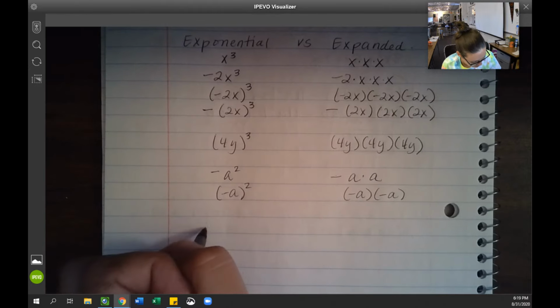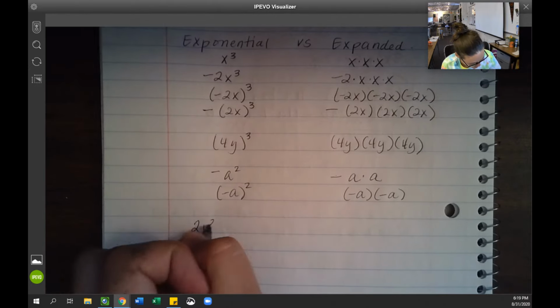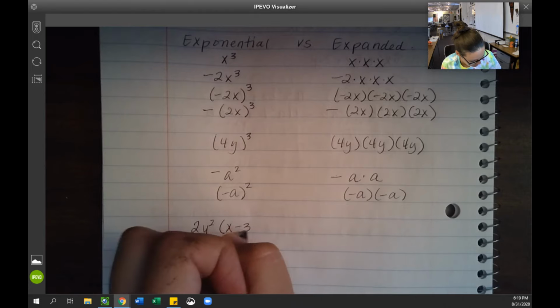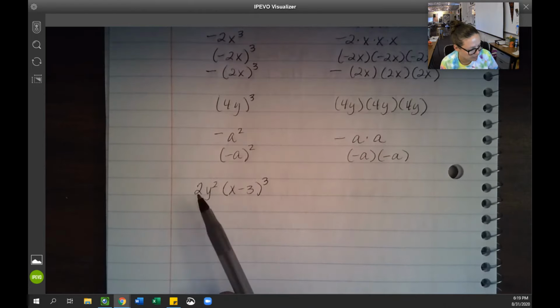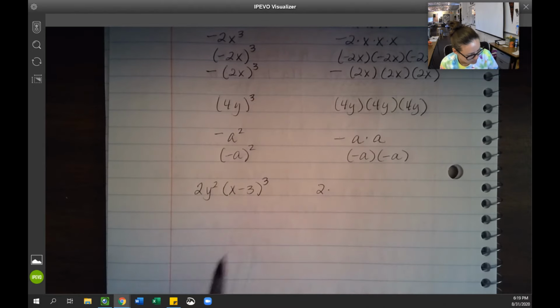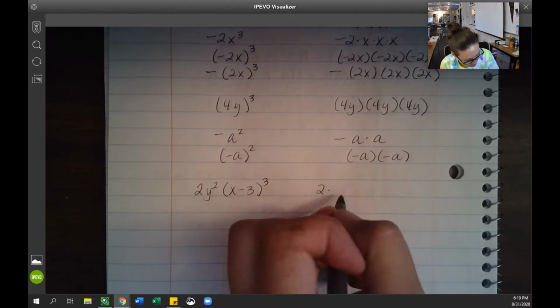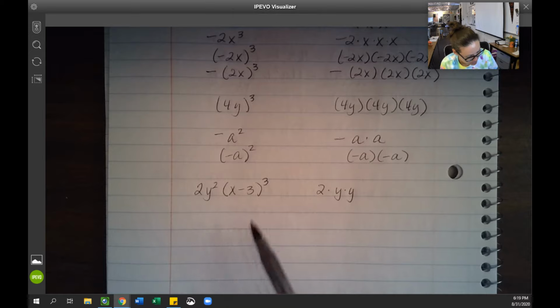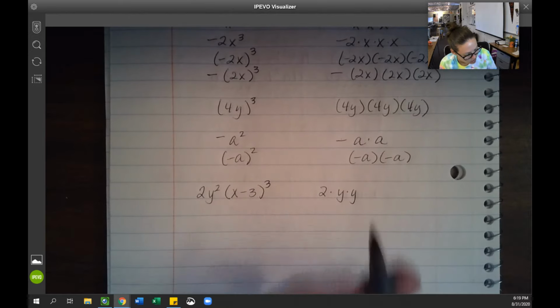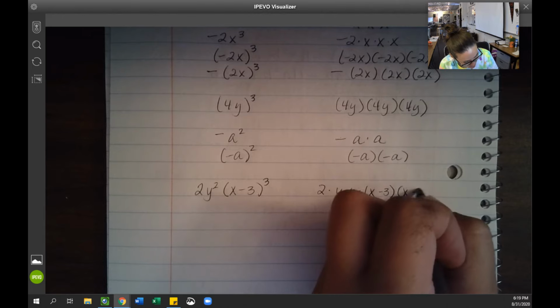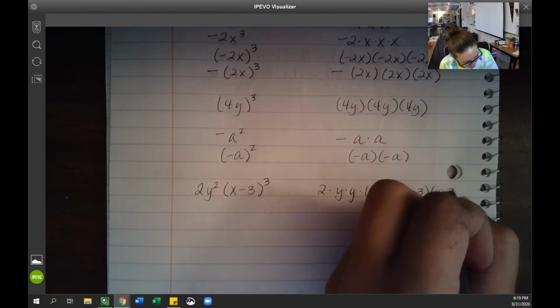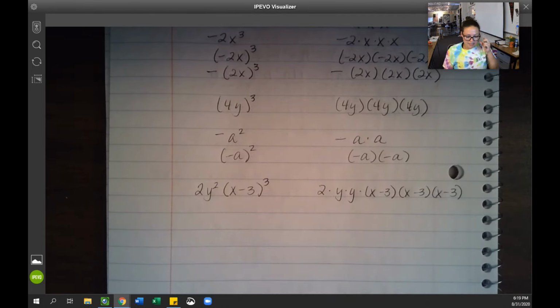Now let's do one that's a little more complicated. Let's say I have 2y squared and x minus 3 cubed. So what do I have? I have a 2. Y squared really means y times y. And x minus 3 cubed means that I have x minus 3 times itself 3 times. So that is its expanded form.